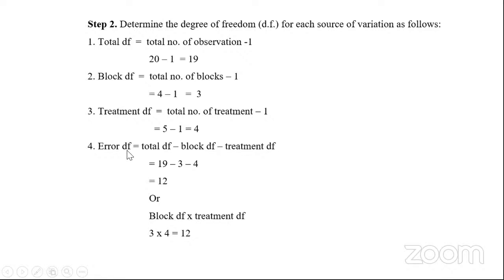Then error degree of freedom. The formula for error degree of freedom is total degree of freedom minus block degree of freedom minus treatment degree of freedom. So total degree of freedom 19 minus 3 and minus 4 is 12. Alternatively, you can multiply the block degree of freedom and treatment degree of freedom. So 3 multiplied by 4 gives you the same error degree of freedom. So there are 2 ways of calculating the error degree of freedom. Now we have decided the degree of freedom.